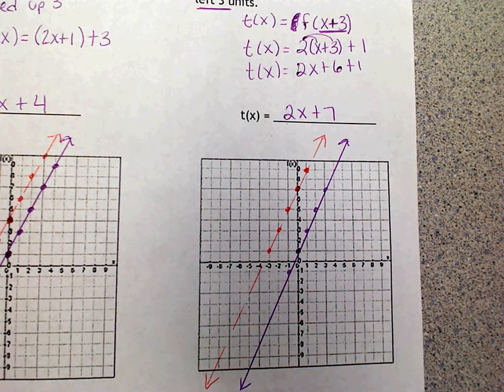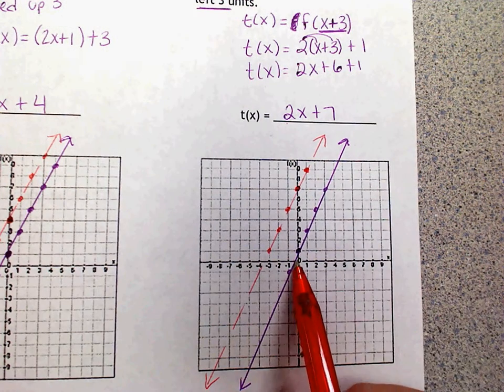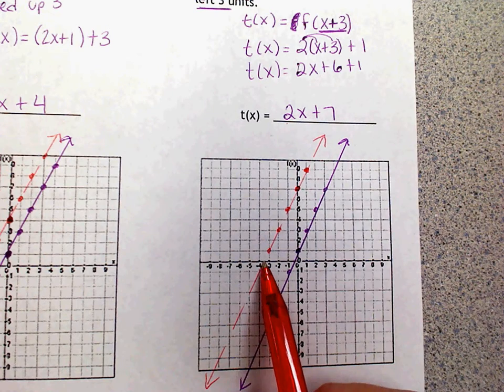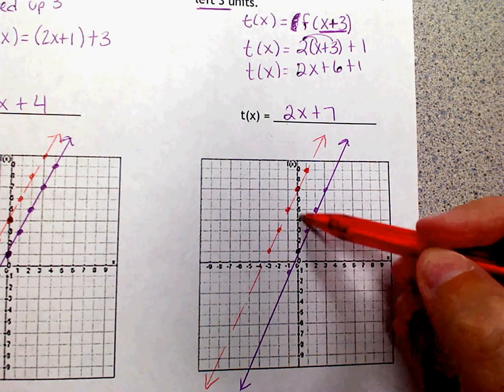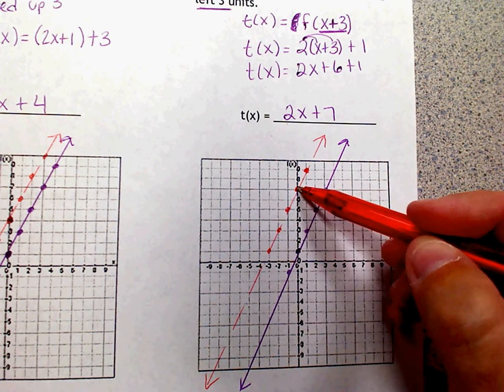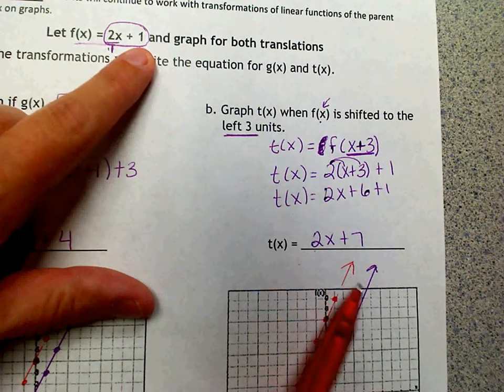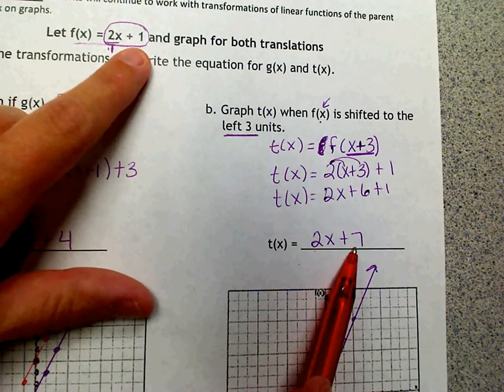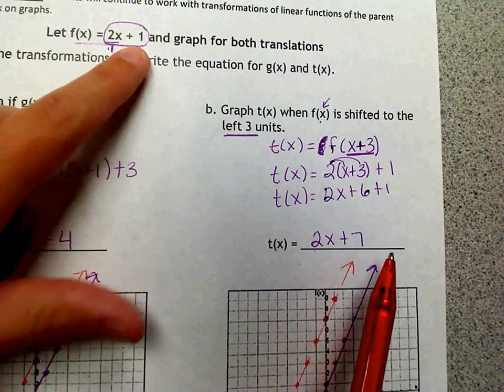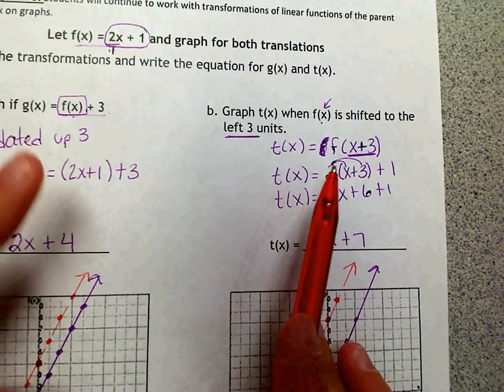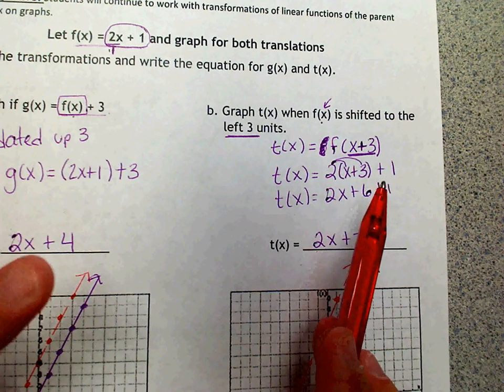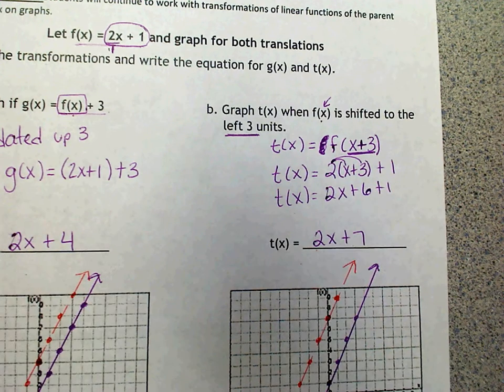Now, what happened was this graph moved to the left 3. But what else did it do? It also moved up how many? It went up 6. And I can tell that from my y-intercept. It went from a 1 to a 7. So it also translated up 6. Okay? So anytime we shift it left or right or up or down, it's going to translate the other way also. So if we translate it up or down, it's also going to translate left or right. Okay.